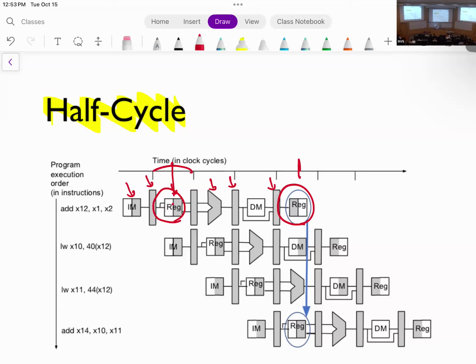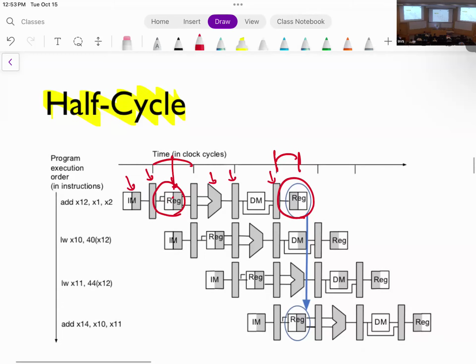And then the writing happens in the first half, okay? That's what we do intentionally. So essentially, writes to the register happen in the first half of the cycle of the design. Reads from the register happen in the second half of the cycle. Why are we doing this? We are doing this because of scenarios where you want to read and write in the same cycle.